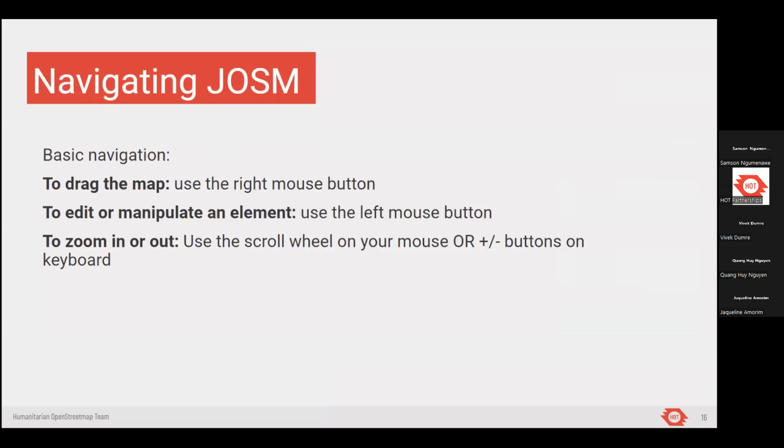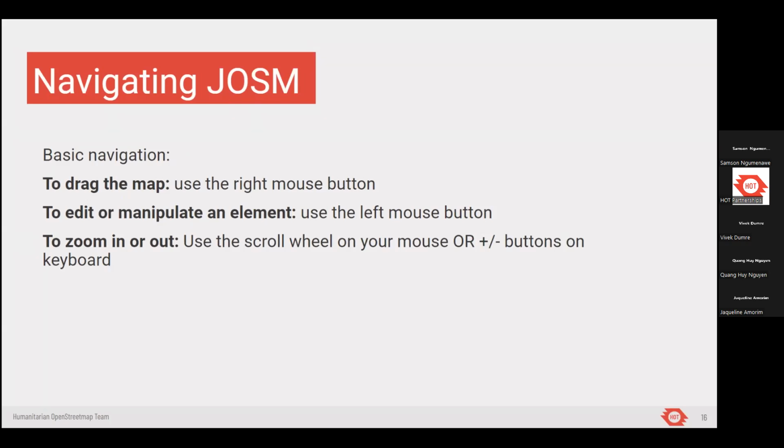So we said that if you want to map better using JOSM, then you will need a mouse, because you will need to do a lot of zooming in and out, and then panning, and so if you have no mouse, then you will find difficulties. But yeah, you need a mouse to be able to navigate and use JOSM very well.